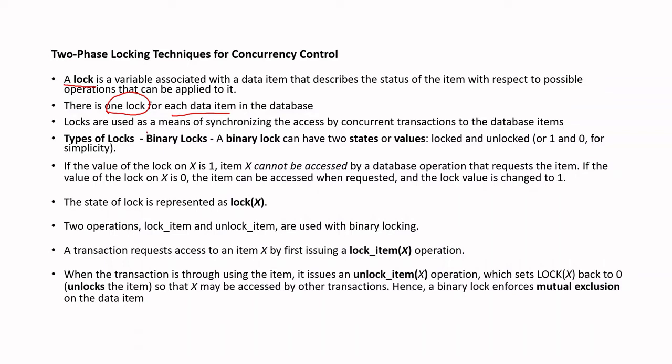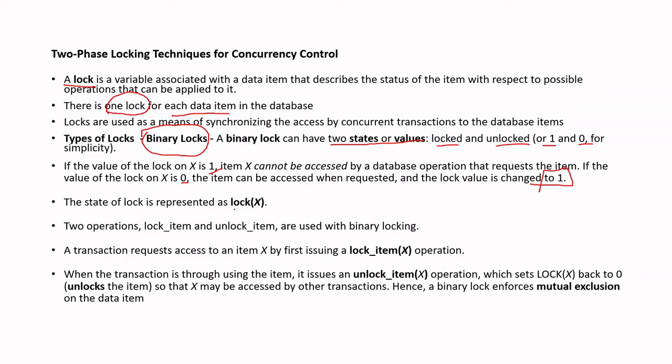First of all, we will look at what is a binary lock. As the name itself suggests, a binary lock has two states or two values associated with it. Either the variable is locked or it is unlocked. You can say locked means 1 and unlocked means 0. If the value of the lock is 1, then the item cannot be accessed by a database operation. It's already locked by some other transaction, so it cannot be accessed at this time. And if the value is 0, then the item can be accessed when requested, and when it is accessed, the lock value is changed to 1.